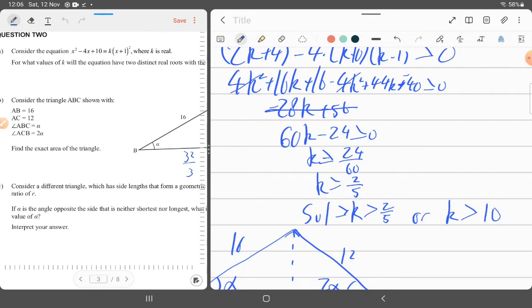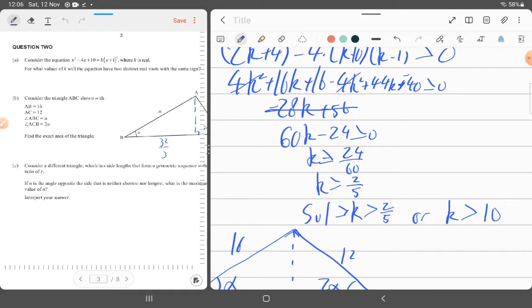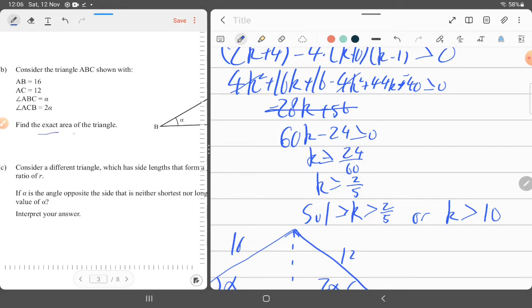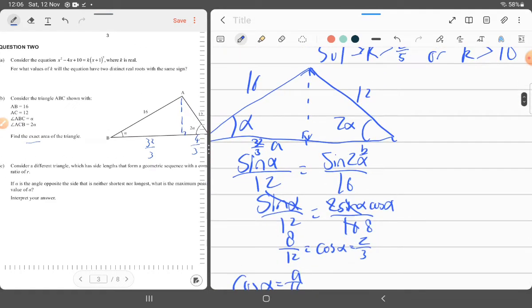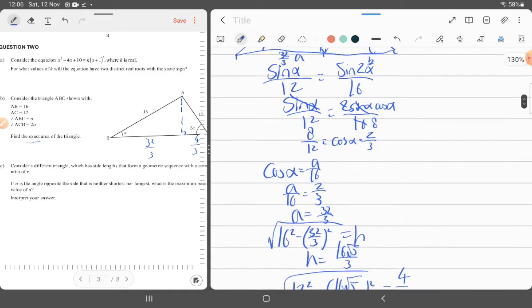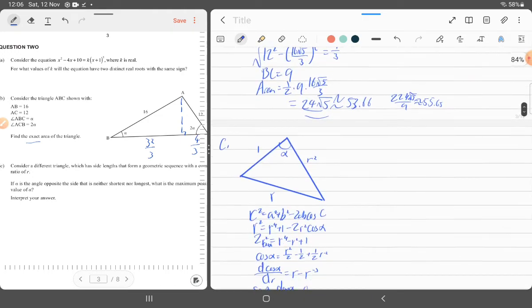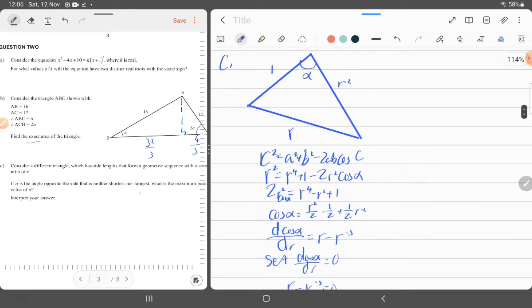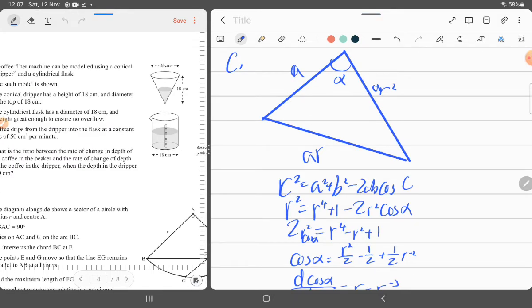For question B, I did not read the word exact area, so I got muddled up. I just used the cosine rule and rounded it up, so I couldn't find the exact area, which is kind of sad. Then on this question, I put AR and AR squared and A, which just confused everything.